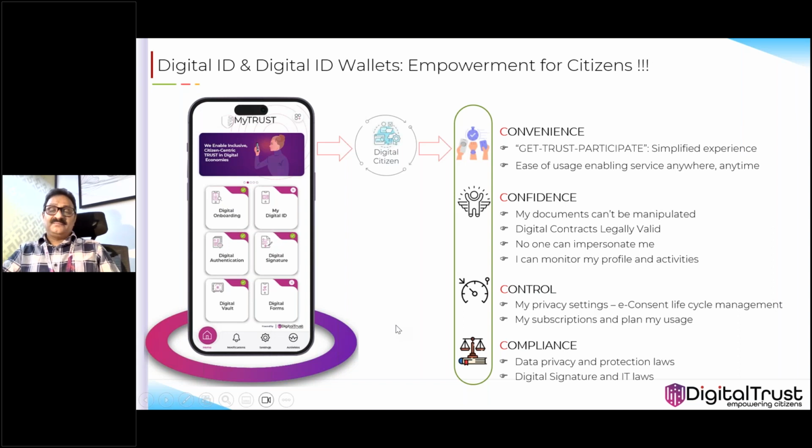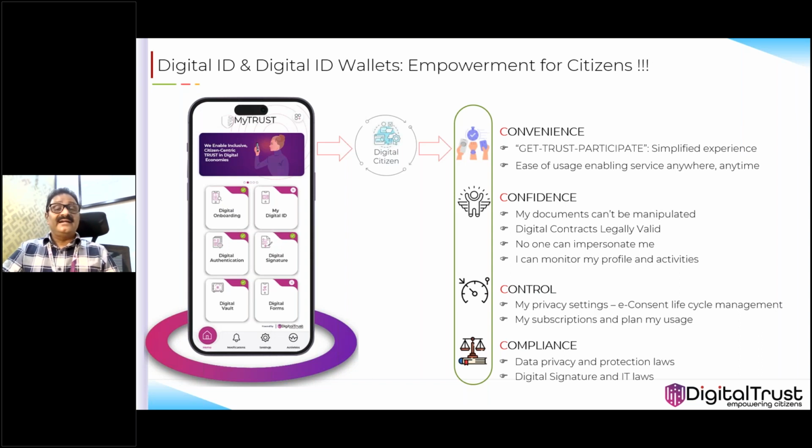We visualized a bit of this. If you look at the brand My Trust, it's our brand obviously. So for everybody's understanding, I just used My Trust as an example. So this is how a mobile platform can look like. It is expected to provide the convenience, confidence, control, and compliance to the citizens.